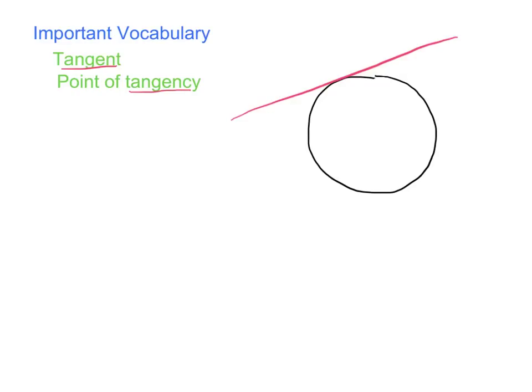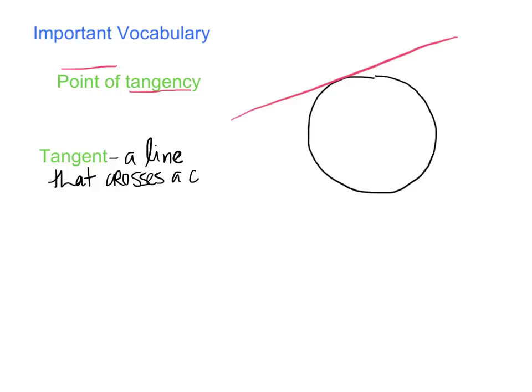So the definition of a tangent line, we're going to go ahead and write that in, is it's a line. Actually, let me move tangent down here. Tangent is a line that crosses a circle at exactly one point. So the red line would be a tangent line.